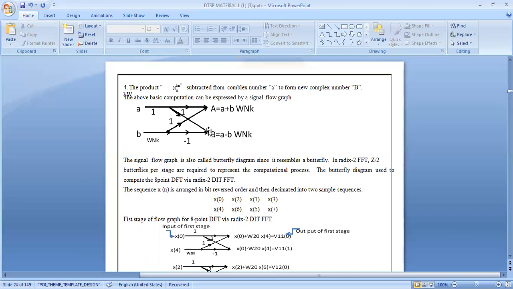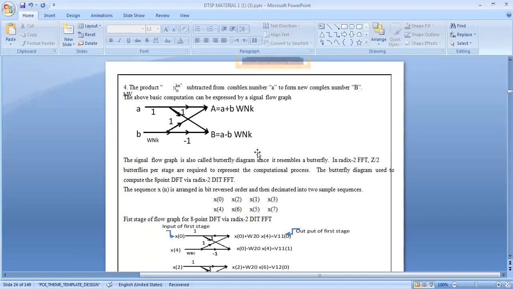Similarly, when we are doing for capital B, the value will be equivalent to A minus B W to the power of K. Okay, so this signal flow graph is also called a butterfly diagram since it resembles a butterfly. So in radix-2 FFT, N by 2 butterflies per stage will be required to represent the computational process. So the butterfly diagram is used to compute the 8-point DFT via radix-2 DIT.